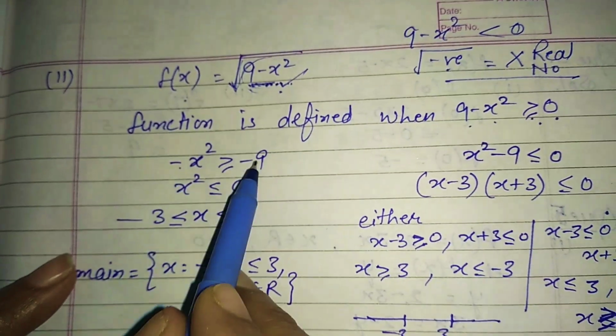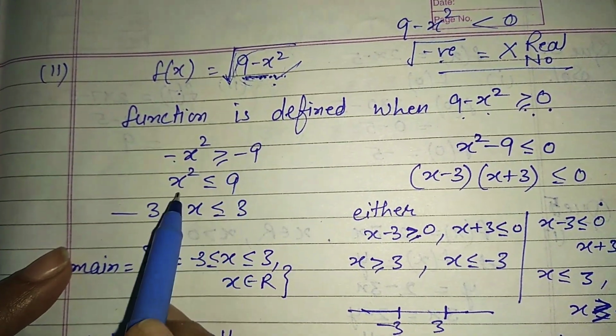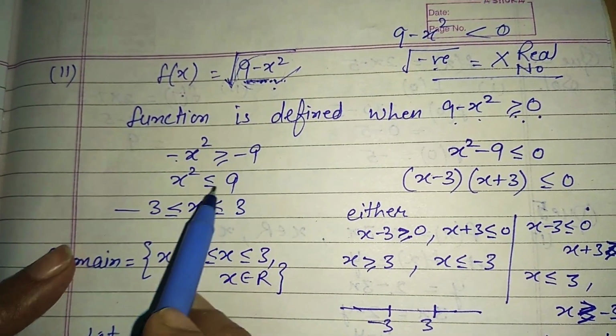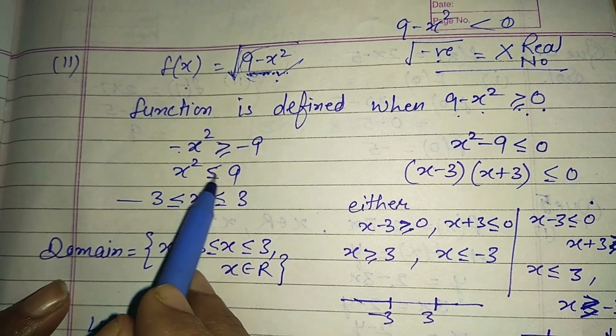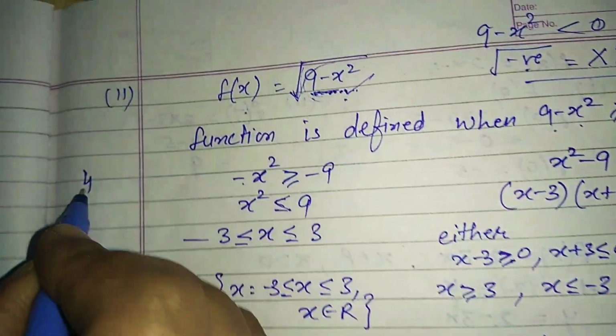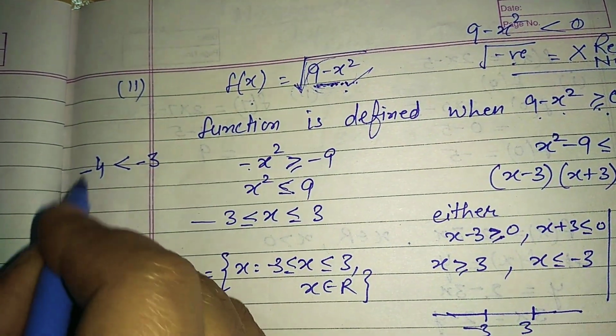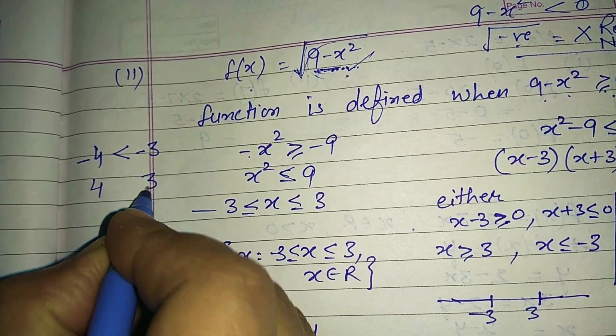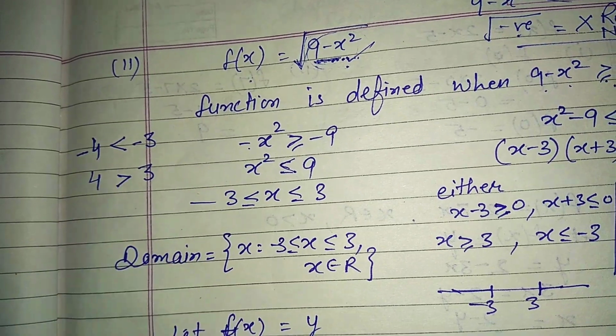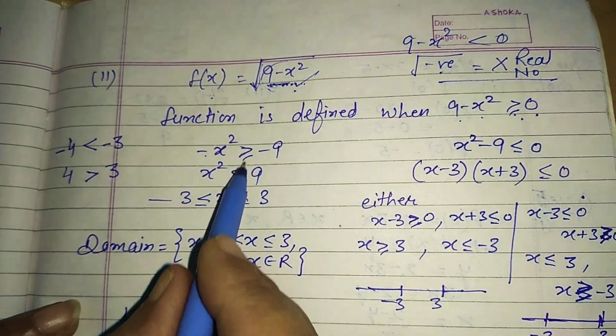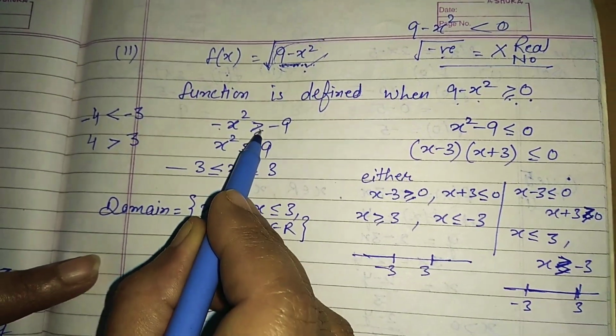So minus x square is greater than or equal to minus 9. If we cancel minus with minus, then the sign will change. For example, minus 4 is less than minus 3. If we cut the negative sign, it will be 4 and 3, then the sign will be changed. So we will change the inequality sign, and the equal sign will remain the same.